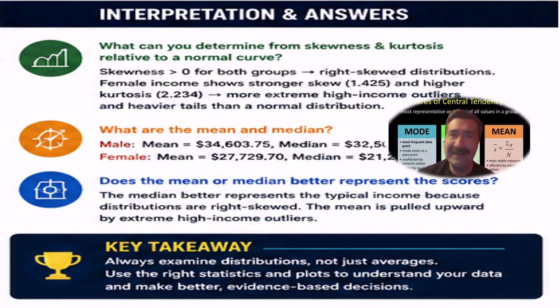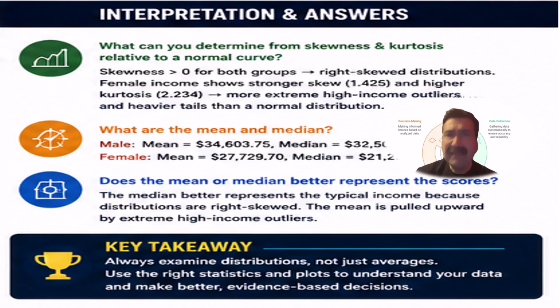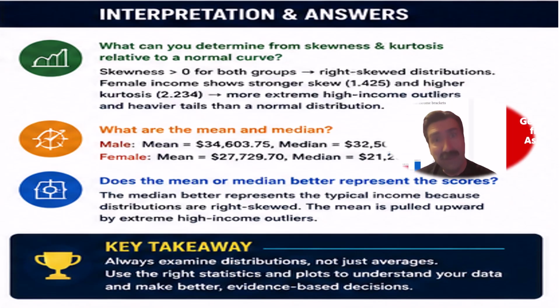We are at final interpretation and key takeaways. Let's conclude by answering the final questions. What are the mean and median? The male mean income was approximately $34,000, while the median was approximately $32,000. The female mean income was approximately $27,000. The median was approximately $21,000.